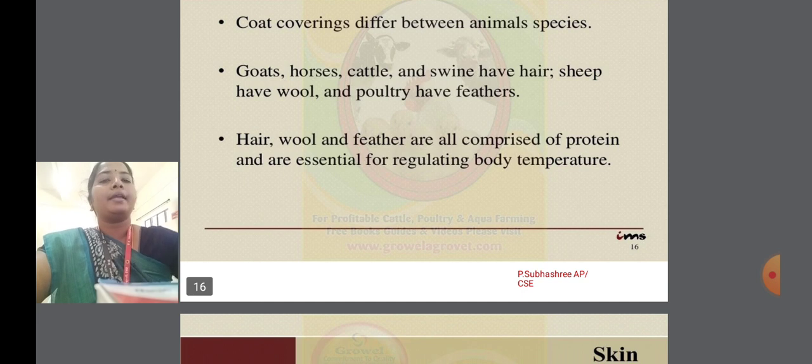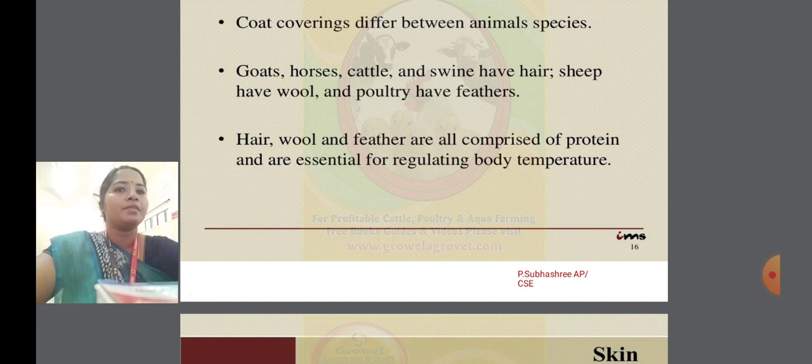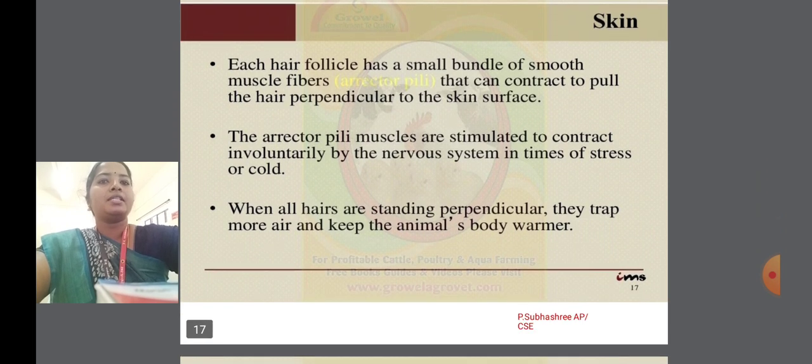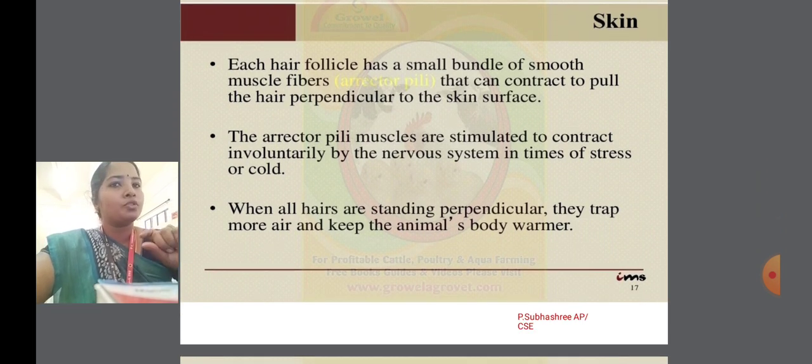Coat coverings differ between animal species. Goats, horses, cattle and swine have hair. Sheep have wool and poultry have feathers. It varies depending upon the animal. Hair, wool and feathers are all comprised of protein and are essential for regulating temperature. Each hair follicle has a small bundle of smooth muscle fibers that can contract to pull the hair perpendicular to the skin surface.